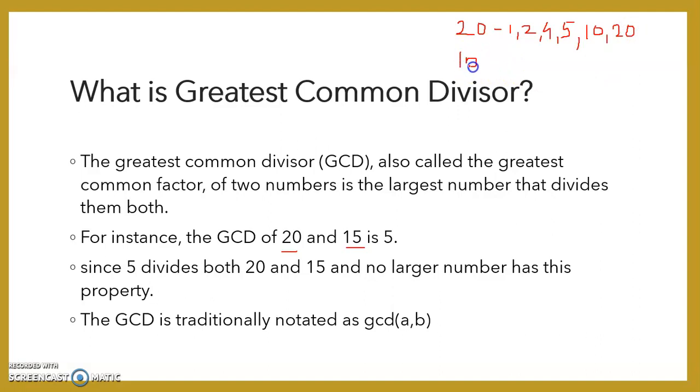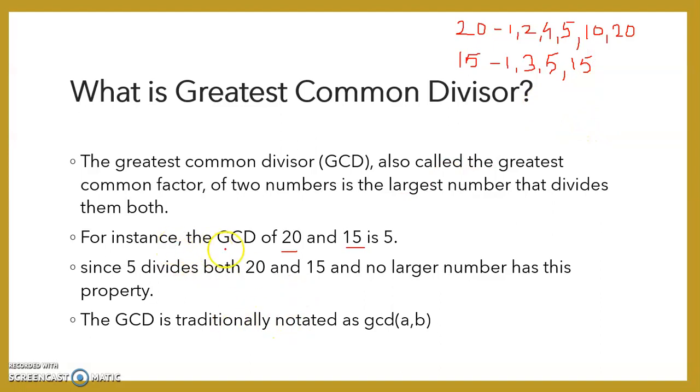In the same way, just list out all the divisors of 15. So what are the divisors? 1, yes. 2, no, because it is not an even number. So 3, yes, 3 is a divisor. Then 4, no. For 5, yes, 5 is a divisor. 6, no. 7, 8, 9, 10, no. Directly 15. Okay, so these are the divisors of 15.